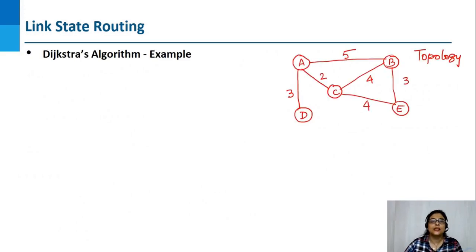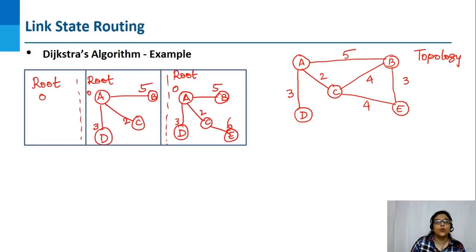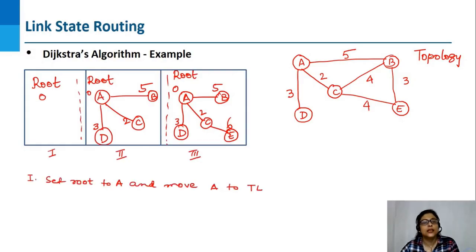Let us understand Dijkstra's algorithm with the help of an example. Let's understand this with an example having a topology of 5 nodes A, B, C, D, E with the respective costs or minimum distances. So let's see what the first, second, and third steps are. The first step is to set the root to A. Let's say we are creating the root for A. So we set the root to A and move A to the tentative list.